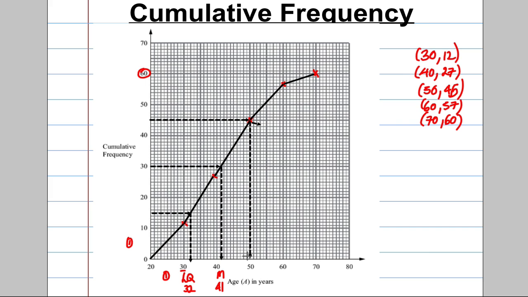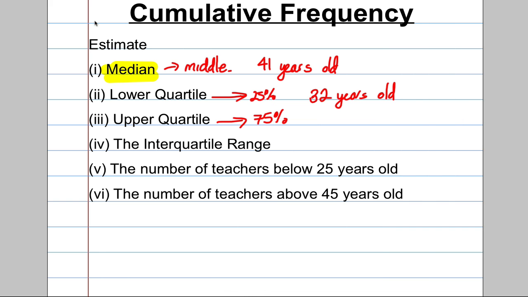as follows, and it looks like it's 50 years old. So make sure in your diagram you label that, that's your upper quartile, and it seems like it's 50. Go back and answer the question, it's 50 years old.